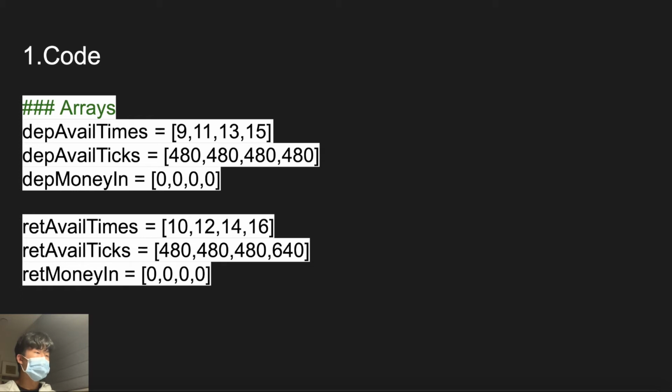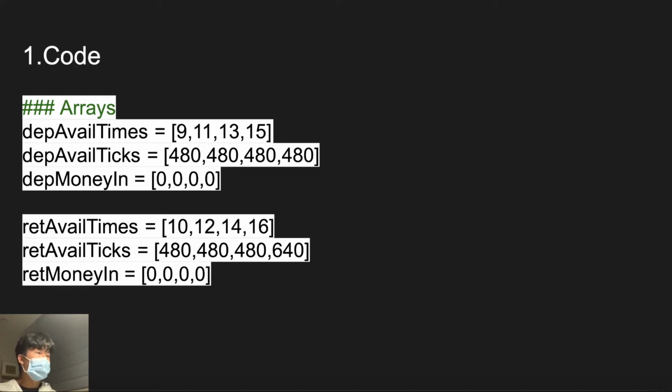And you do the same for return times. Just be careful that the last element for the return available tickets array has to be 640. And this is because the description said that the last train coming down from the mountain has 640 seats.